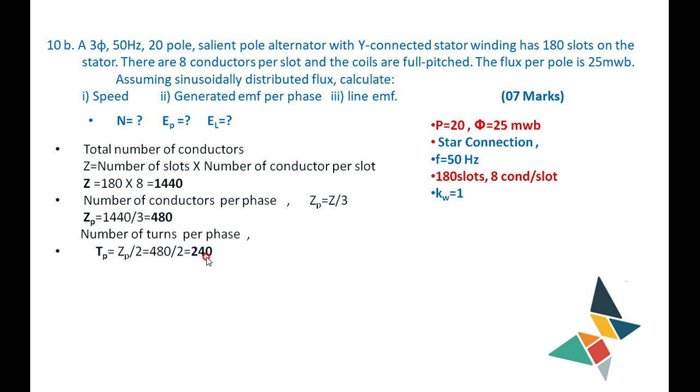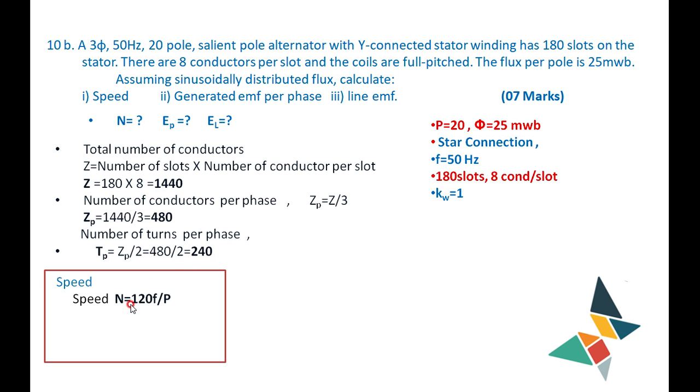Then we can straight away apply the EMF equation here. First, the speed you can calculate. Speed is equal to 120 f by P. f is given, P is given. Therefore, you can calculate the speed N is equal to 300 RPM.